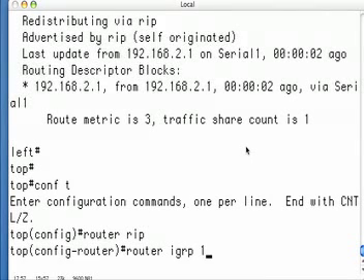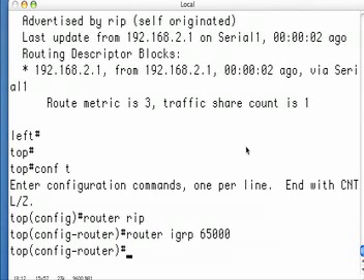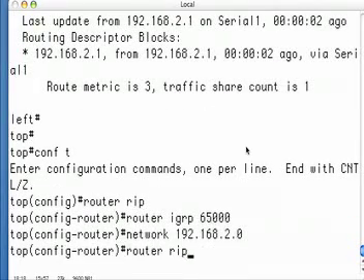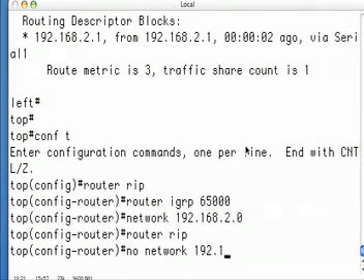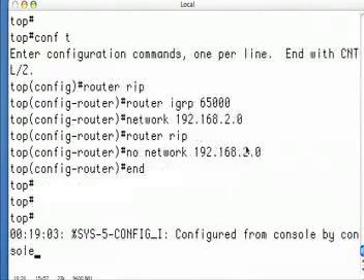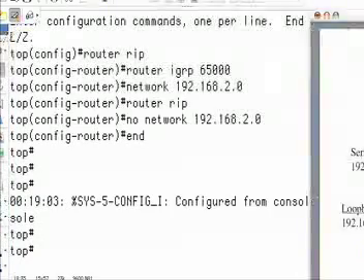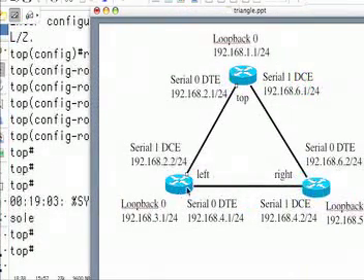Router IGRP, I'm sorry. Router IGRP 65,000. Get in router IGRP stanza mode. Now network 192.168.2.0. Now router RIP, no network 192.168.2.0. End. And since this is the 192.168.2.0 subnet, let's also turn on IGRP on the left router.